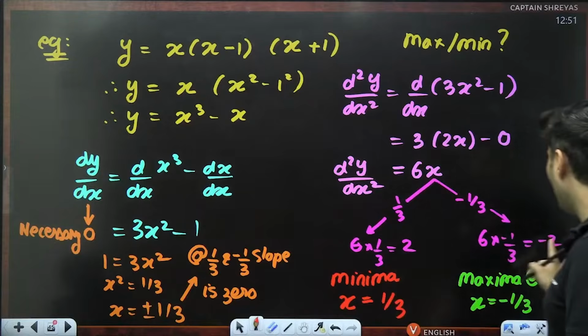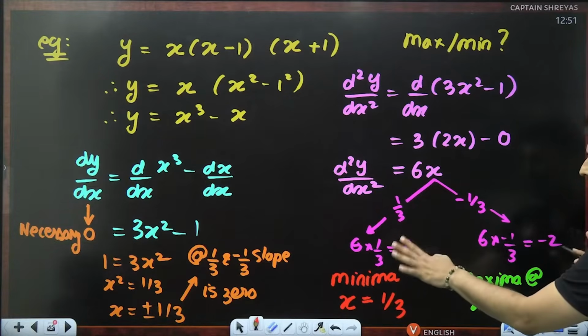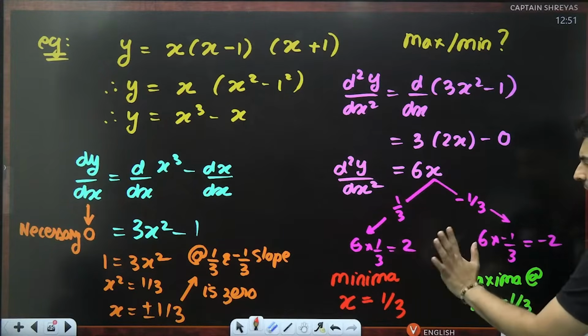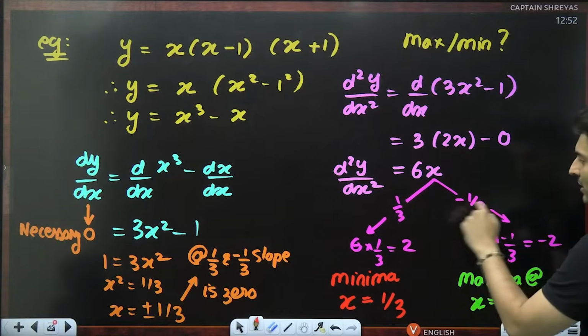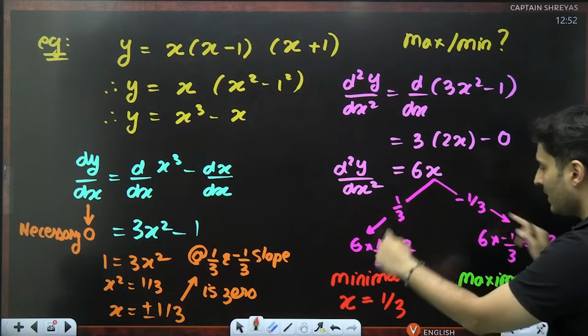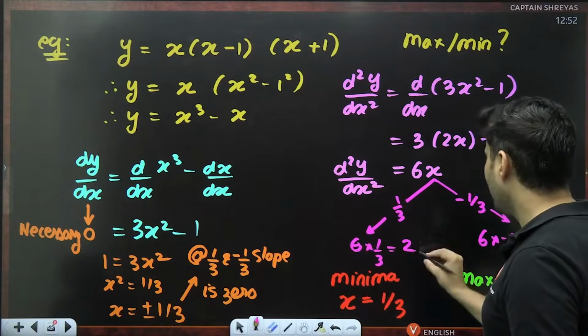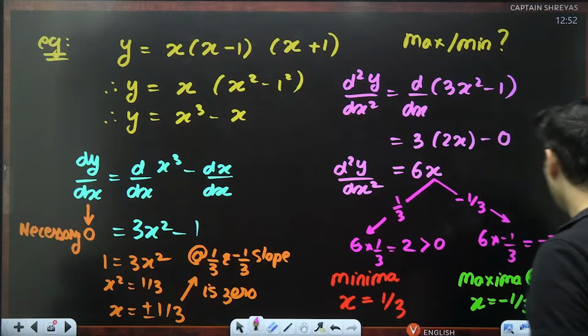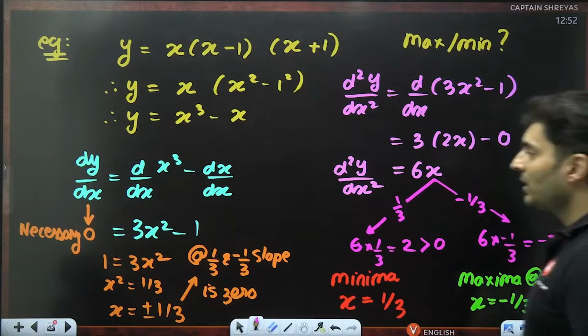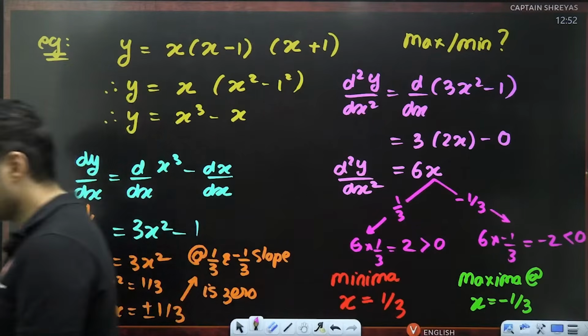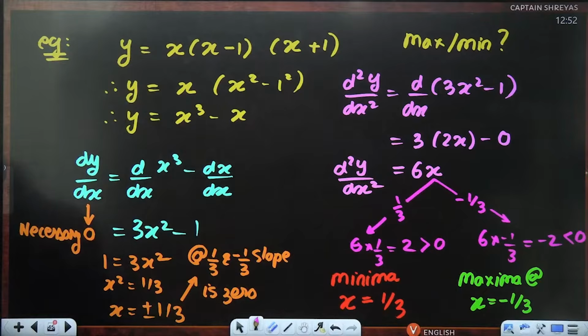Don't worry about these values. These values are nothing. Just you have to check the sign of it. This is 1 by 3 minus 1 by 3, those values of x at which I am getting maxima and minimum. All we did was check, okay, this was more than 0, this was less than 0. That's how you find maxima and minima. Clear?